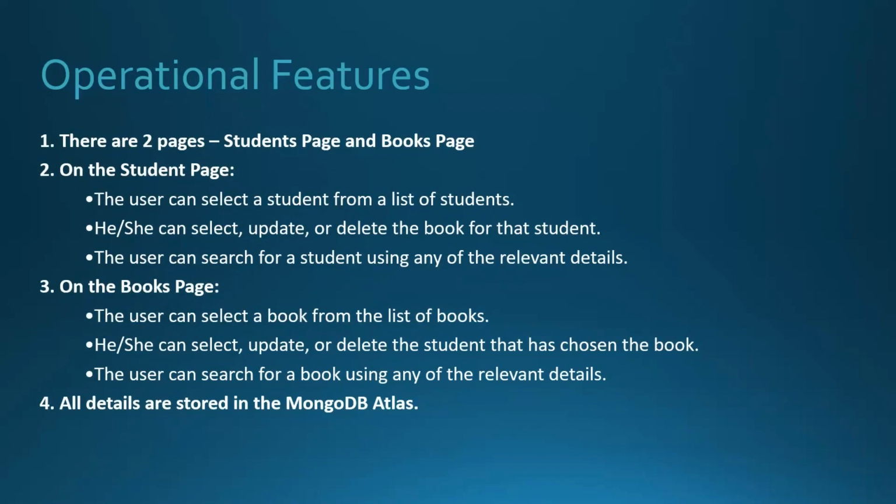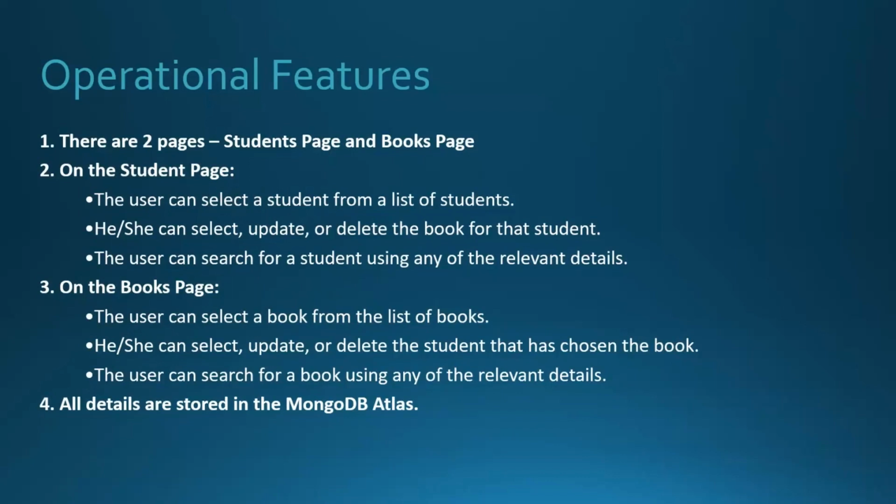Similarly, on the books page, librarians can browse through a comprehensive list of books available in the library. They can select a specific book and manage the student assigned to it. This includes updating the student's information or removing the book association if necessary. The search functionality on the books page enables librarians to search for books using relevant details such as the title, author, and ISBN, making it easier to locate specific books within the library's collection.